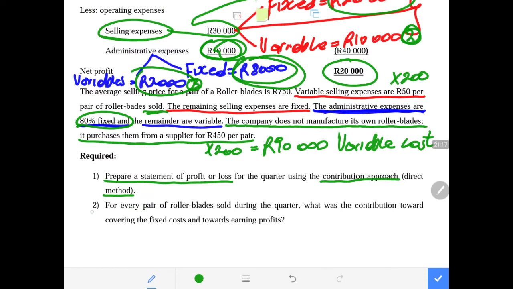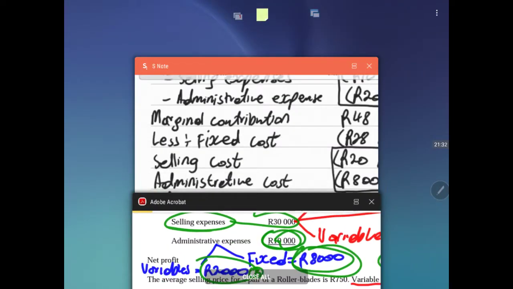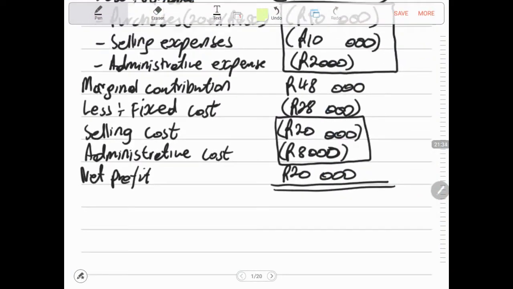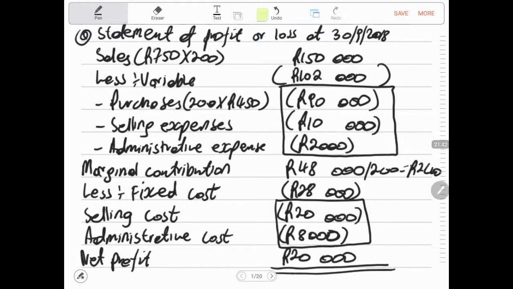Now the second requirement says, for every pair of roller blades sold during the quarter, what was the contribution towards covering the fixed cost and towards earning the profit? Now we need to first know the selling price. Remember, we know that it will be 240 that I calculated previously. If you remember, when I divided this by 200, it gave me 240. Now I know that my selling price per unit is 750.